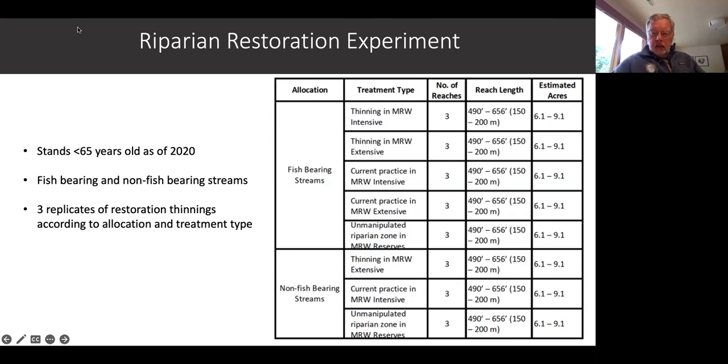So what you're seeing here is what we're proposing as a way to do an initial assessment of the riparian restoration effort that we will do on the Elliott. And as Shannon said, this is only for stands less than 65 years of age as of 2020. And the other part of this, it includes fish-bearing and non-fish-bearing streams.